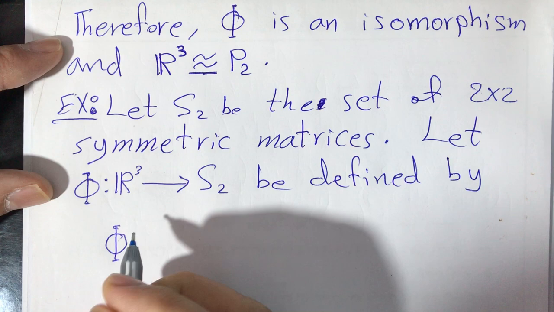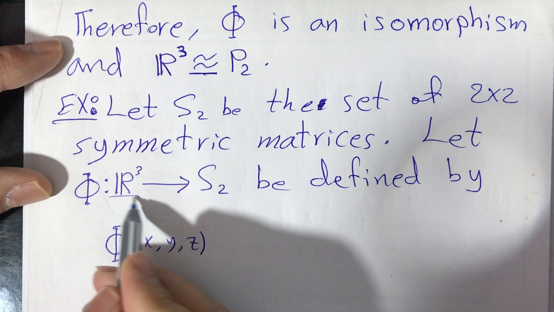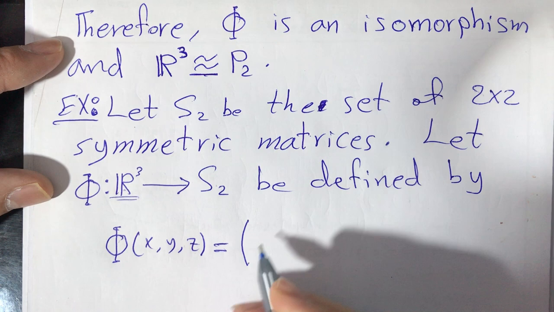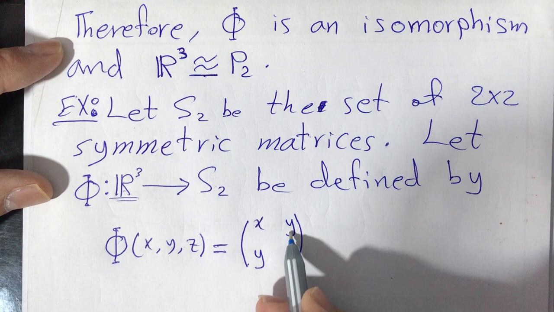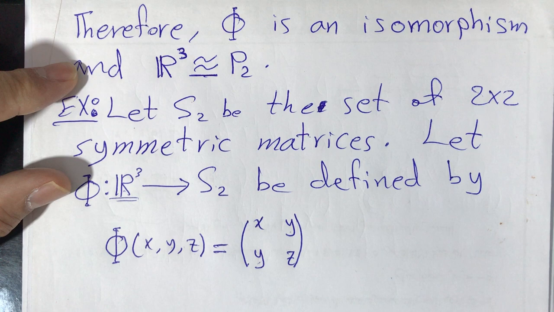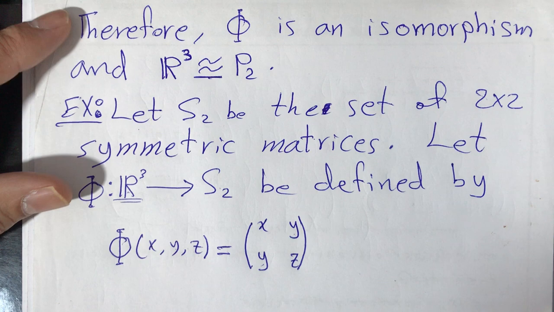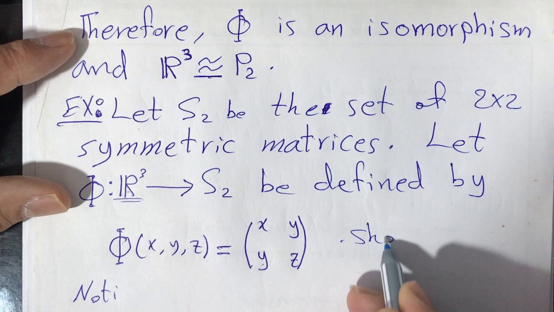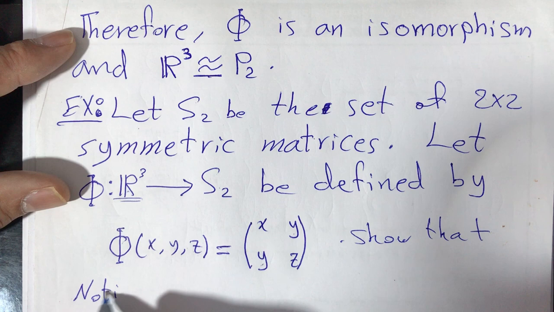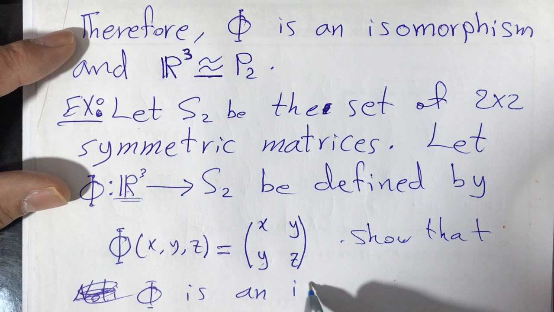Phi, capital phi, of (x, y, z), this is from R3, is equal to the matrix with x, y in the first row and y, z in the second. X goes here, y goes here and here, and z goes here. So this is symmetric. Show that phi is an isomorphism.